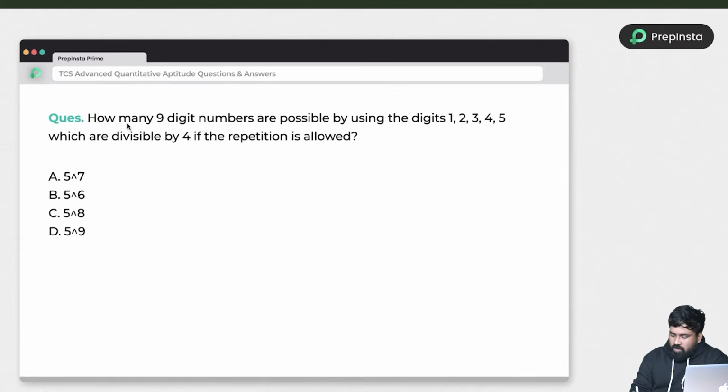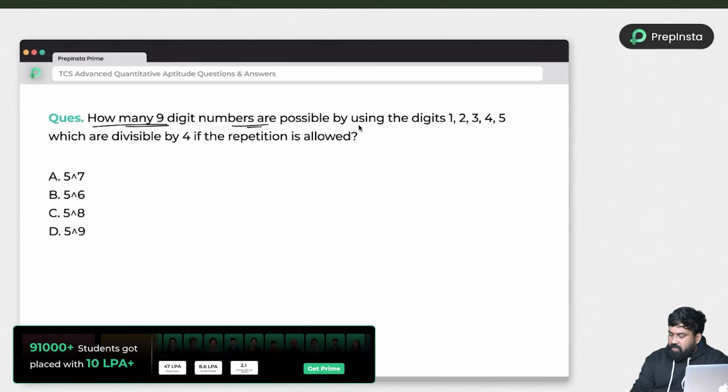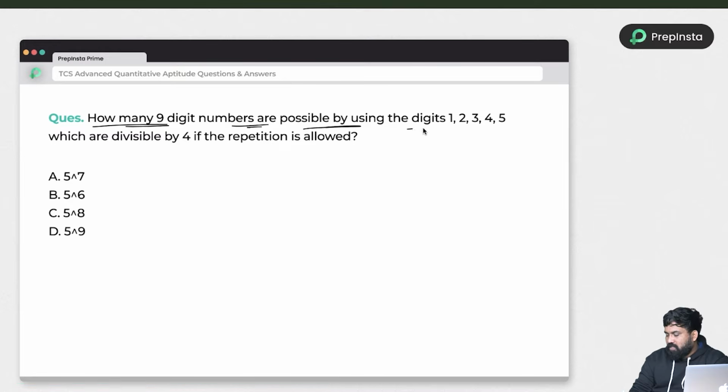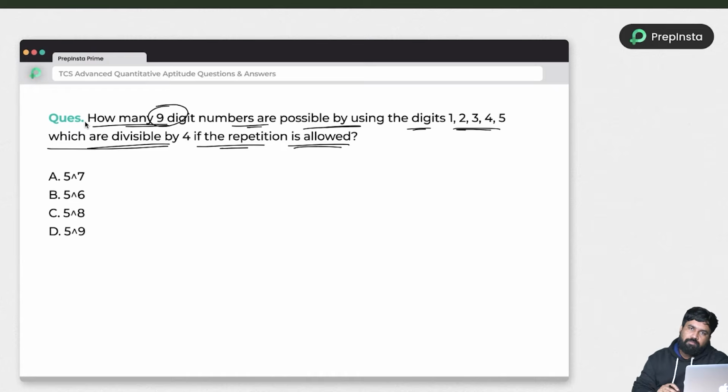Okay, so just look at the problem. I think you did well. How many 9-digit numbers are possible by using the digits 1 2 3 4 5, which are divisible by 4, if repetition is allowed? Guys, if repetition is not allowed, you can't do the problem. Why? Because with just 5 digits, how can you create a 9-digit number? So sometimes if they don't give repetition, the answer asked for is 0. Because you can't create a 9-digit number from 5 digits without repetition, right?